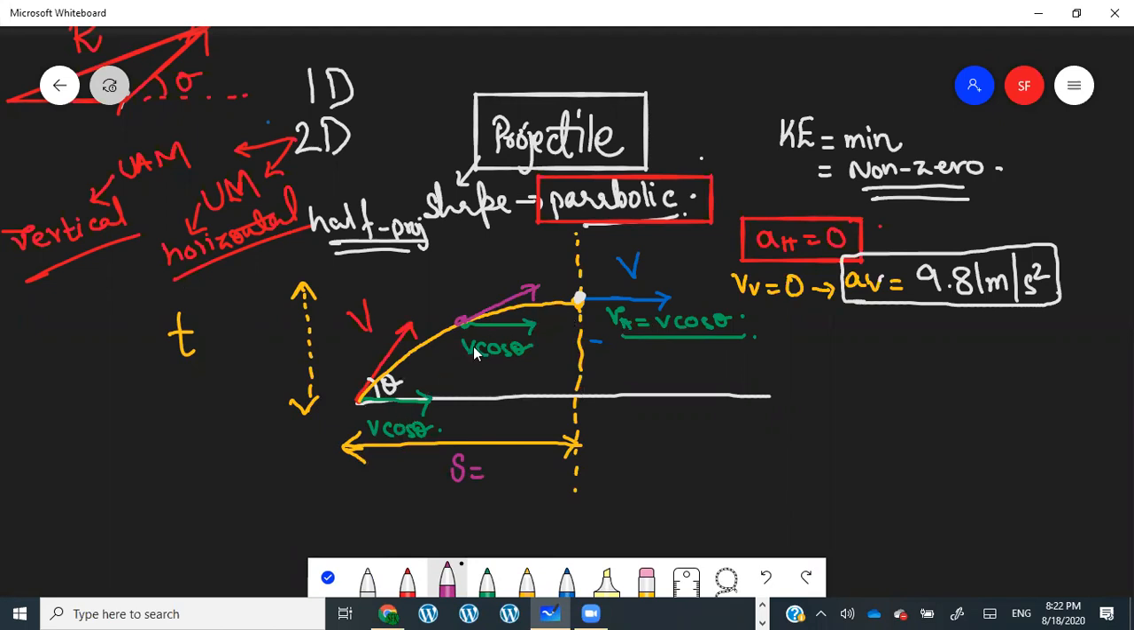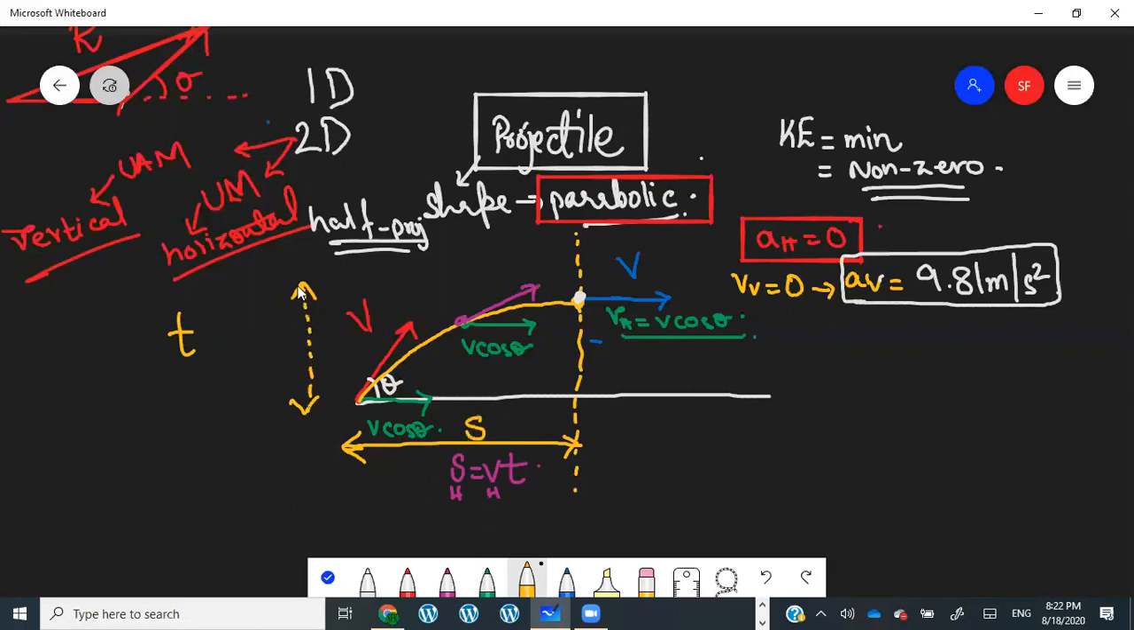Can you apply the uniformly accelerated motion formulas? S is equal to Vt? Yep, S is equal to Vt is the only formula that you can apply on the horizontal motion. And the velocity is the horizontal component of velocity. Note this point. The velocity is the horizontal component of velocity in the horizontal motion. Get it?